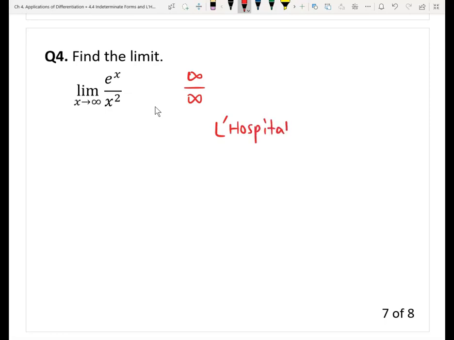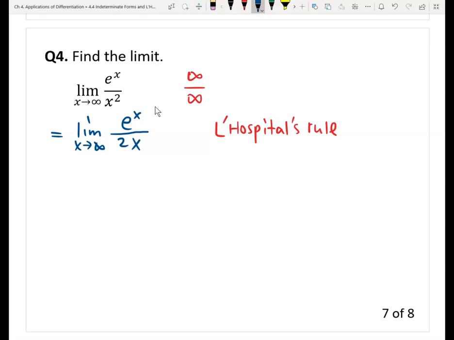Okay, L'Hopital's rule. I am going to take a derivative. And this time I skip one step. I directly take a derivative. Okay, the derivative of e to the x is itself. The derivative of x squared equals 2 times x. Now have we got the answer?